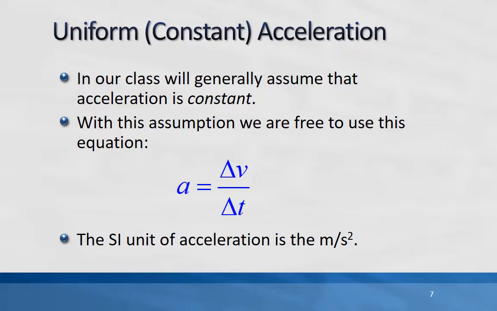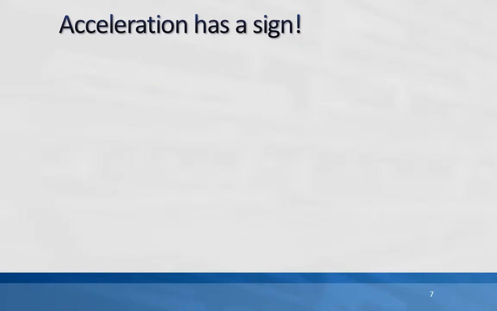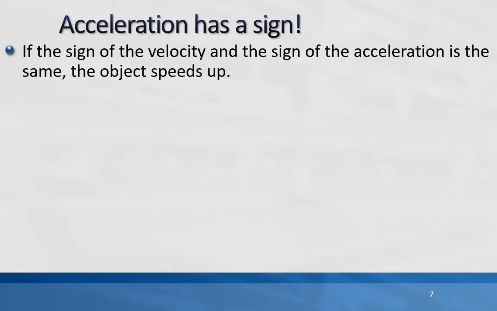With a constant acceleration, we know that it's getting faster or slower at the same rate, and that's what we'll be doing in our class. And acceleration has a sign. It's very important to understand that. If the sign of the velocity and the sign of the acceleration are the same, an object speeds up.